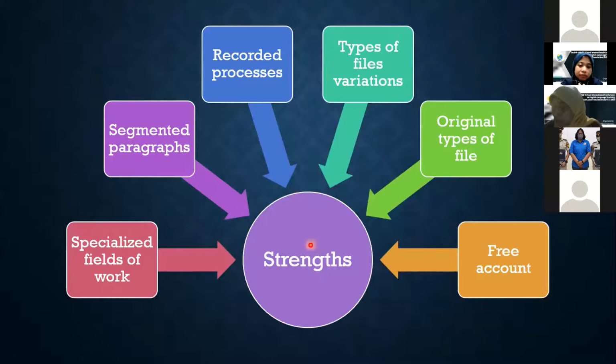So we found that there are some strengths in using MateCat. The first one is it specializes our fields of work, so we can choose which topics or fields we are working with. And then the text is parted into segments, so it is easier for us to work with. It can record our process of translation. It works with various types of files, whether your file is PDF or PowerPoint. You can just directly upload it to MateCat.